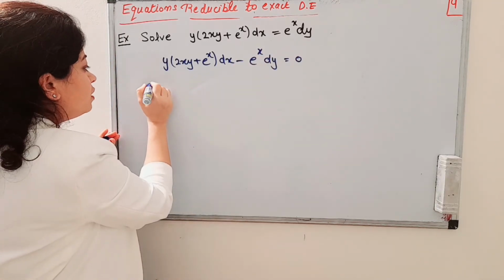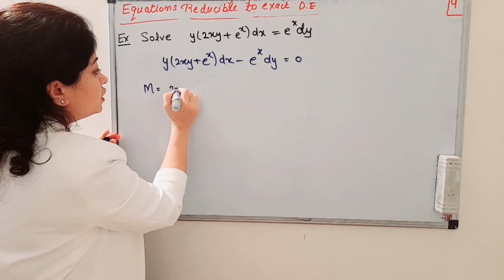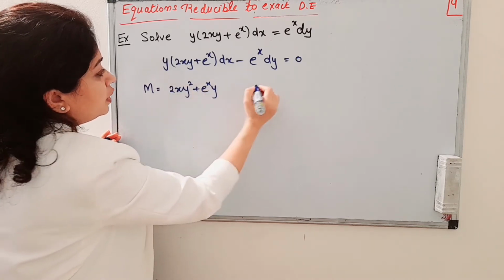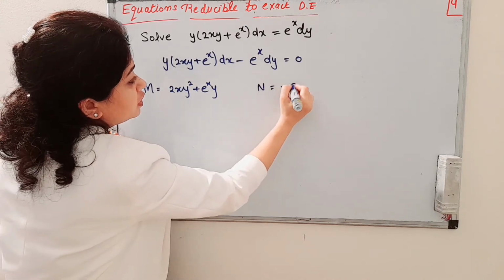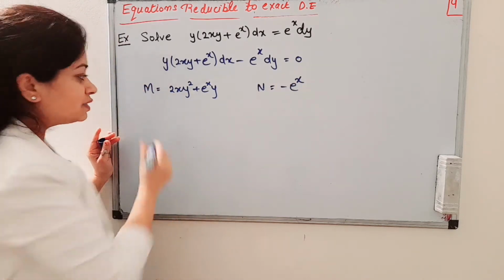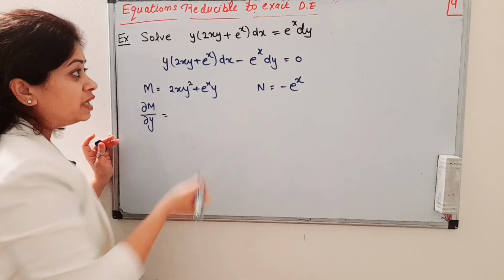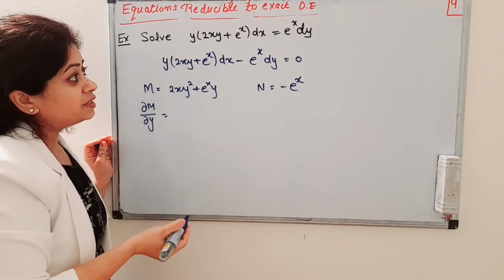And what is M now? We will check. M is 2xy square plus e raised to power xy. And what is N? N is minus e raised to power x. Now we will find ∂M/∂y to see whether this equation is exact or not.